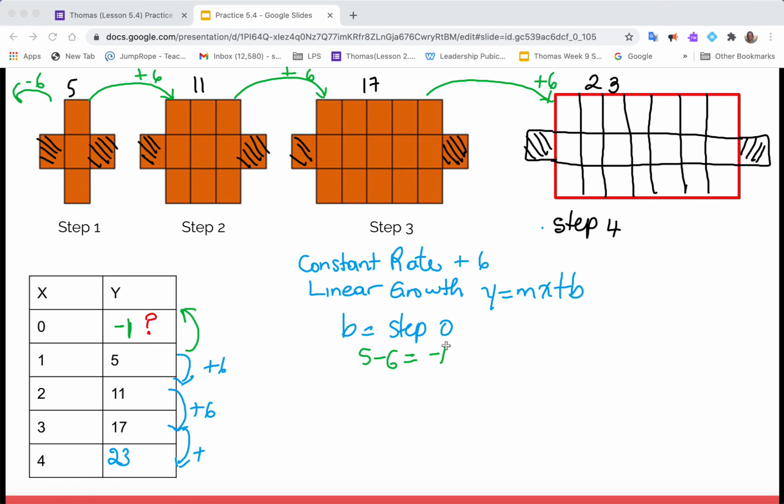So in this case, since I know that b is equal to negative 1, my b is the same as my y-intercept. For this equation, the expression is going to be y is equal to my constant rate, 6m, plus 6x, plus my b, which is negative 1. I can also write that as y is equal to 6x minus 1.